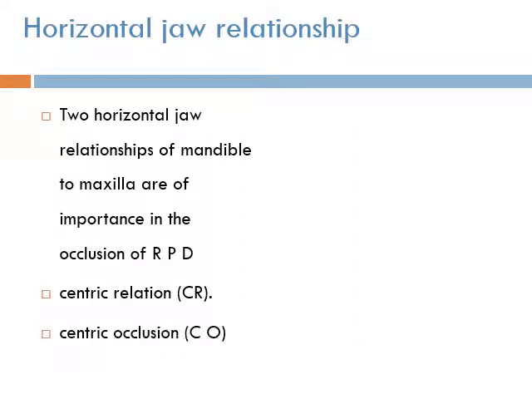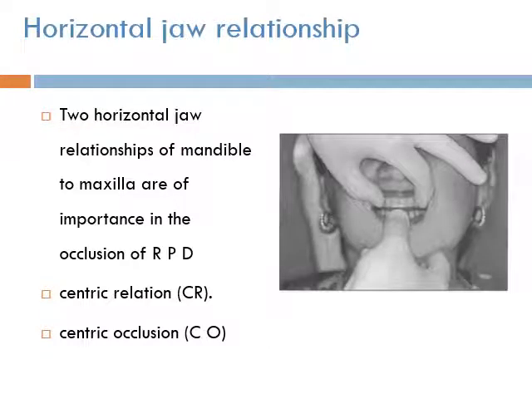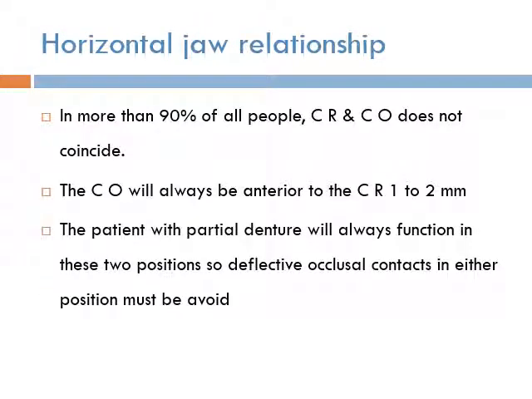Two horizontal jaw relationships of mandible to maxilla are important in the occlusion of removable partial denture. في عندنا centric relation وفي centric occlusion. In more than 90% of all people, centric relation and centric occlusion do not coincide. 90% غالبا من الناس الاثنين دول do not coincide وده قلنا علشان ال poor dentistry في موضوع ال occlusion لما نيجي نشرحه إن شاء الله.